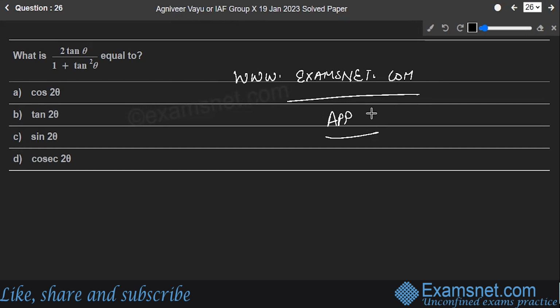So let's start with the mathematics questions now. The first one is, what is 2 tangent of theta whole divided by 1 plus tan square of theta? Okay, that's it. Very easy one actually.